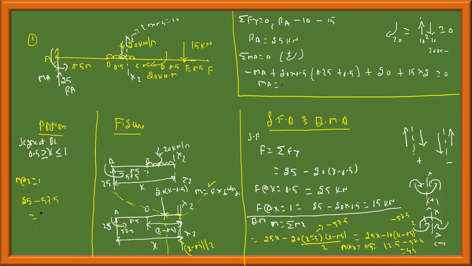35, how much? Mistake. M at x is equal to 0. We got minus 45, this is minus 45. Minus 35, this is correct. Minus 35.